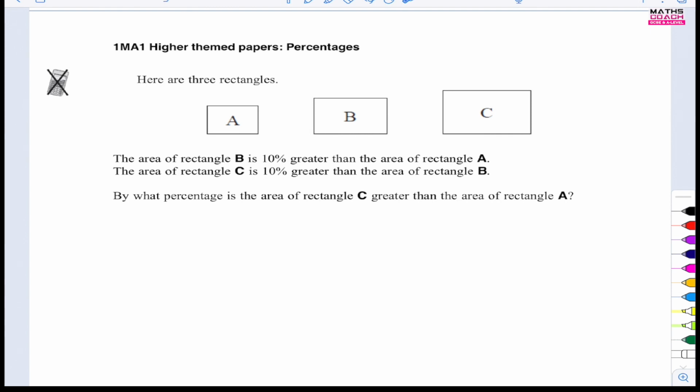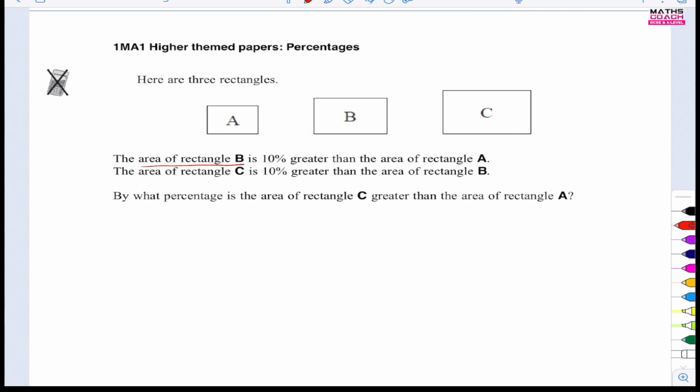Here are 3 rectangles, A, B, C. The area of rectangle B is 10% greater than the area of rectangle A, and the area of rectangle C is 10% greater than the area of rectangle B. By what percentage is the area of rectangle C greater than the area of rectangle A? Now, we don't have any measurements on our rectangles, so we are going to have to use some expressions to help us.